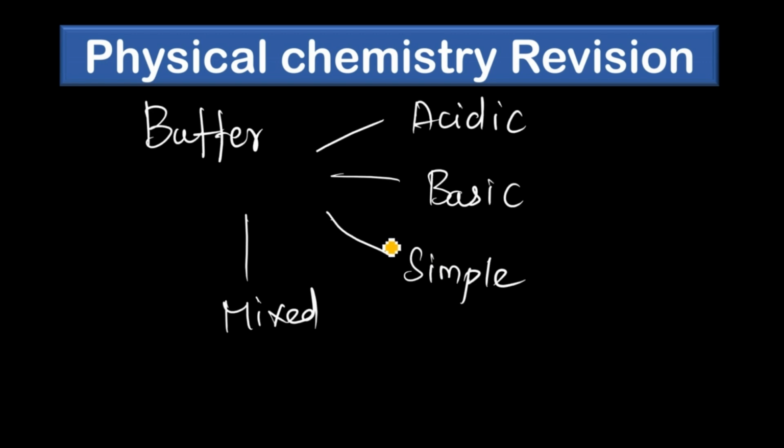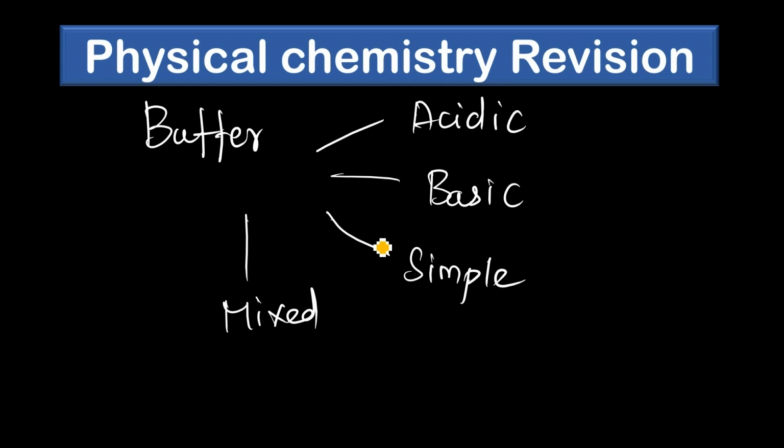Then coming to the buffer part. What is a buffer first of all? If you are adding a little amount of acid or base, it maintains the pH. The pH will not change much. Right. So a buffer is a solution which is a mixture of two. There are certain buffers: acidic, basic, simple and mixed. We'll see the examples one by one.